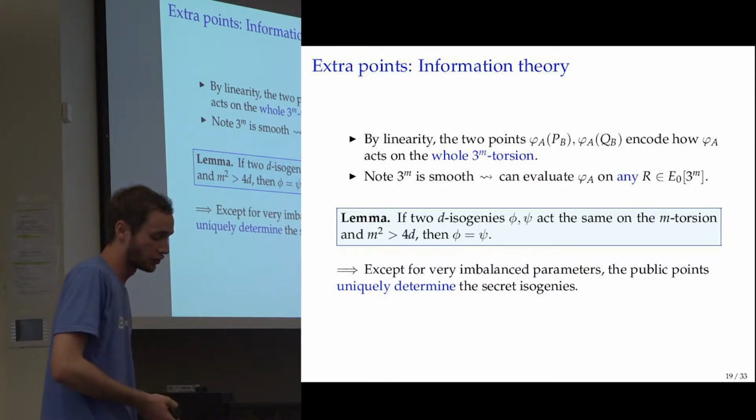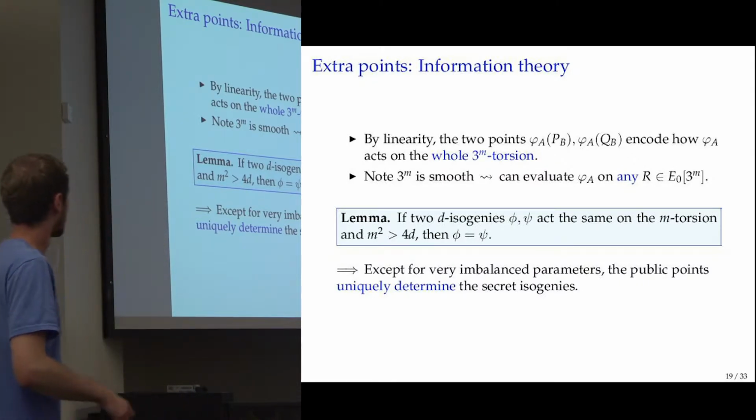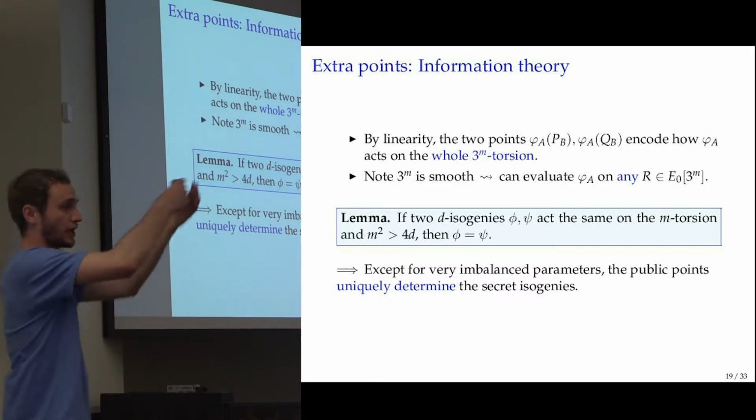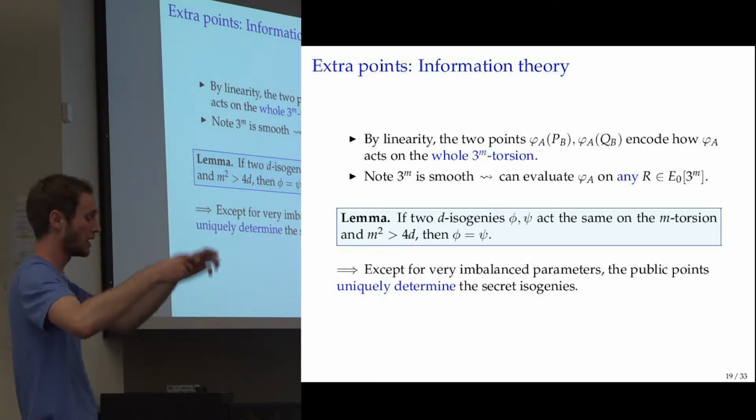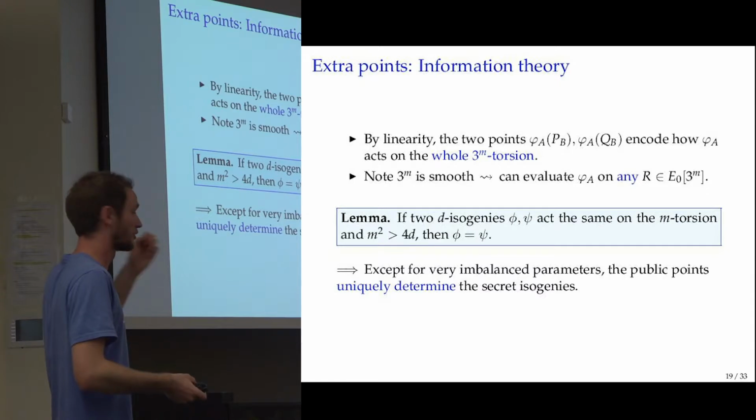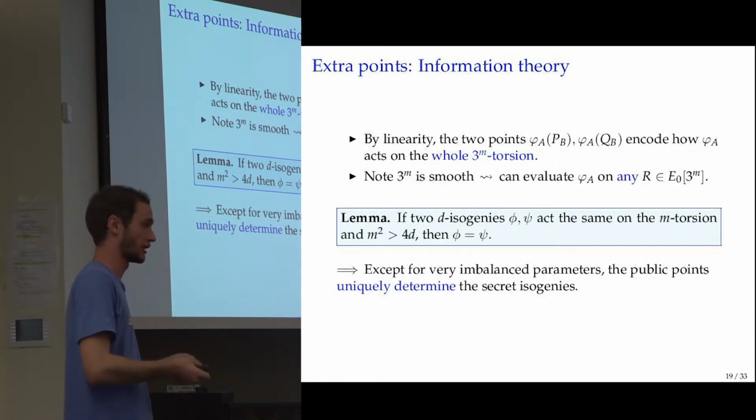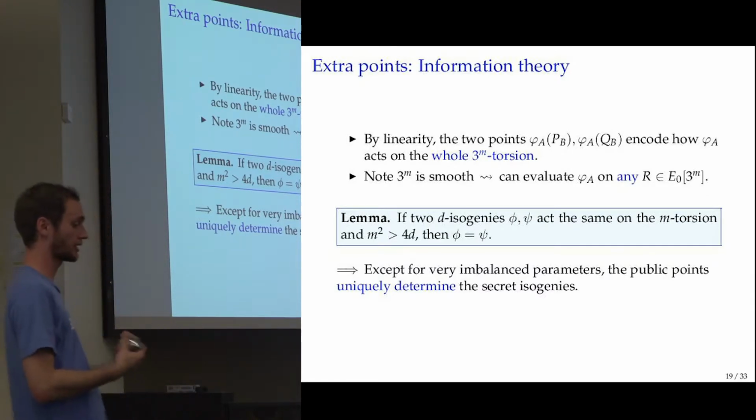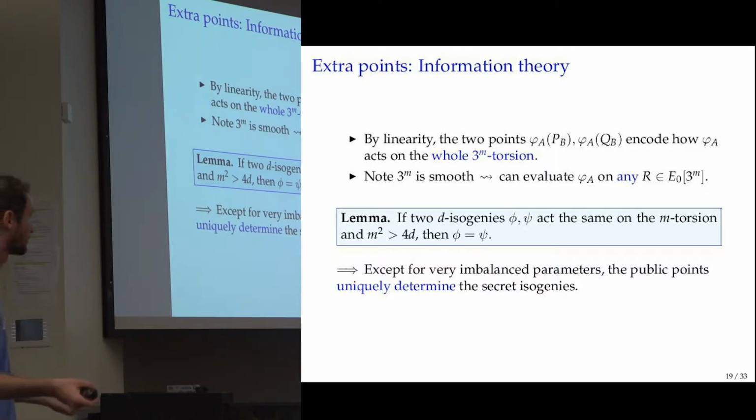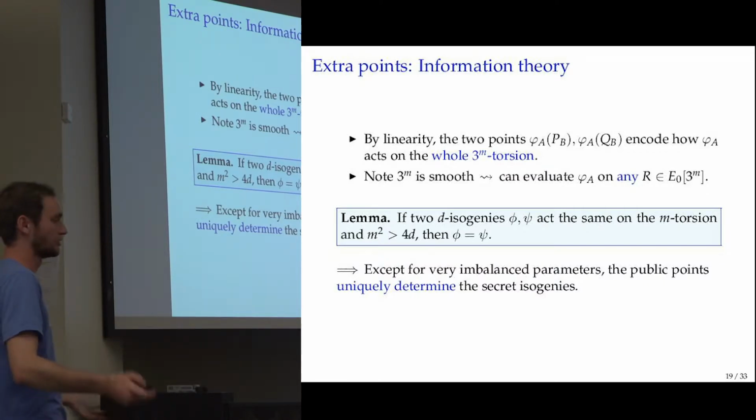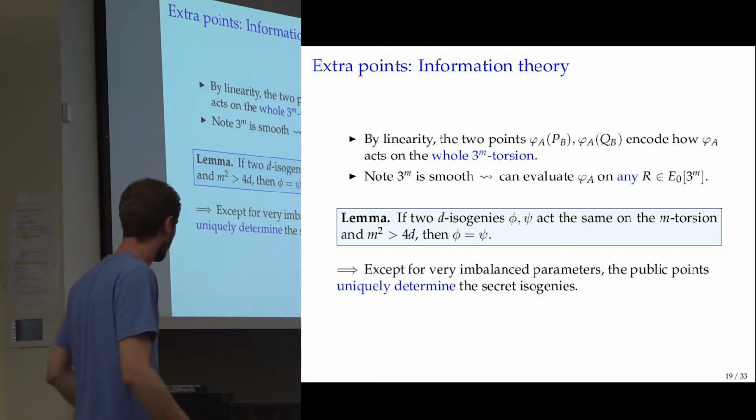Also, for balanced parameters, where 2^n is about the same size as 3^m, you can easily show that this information is actually enough to uniquely define the secret isogeny. So at least information theoretically, you're done, right? The secret is uniquely determined by all of this stuff, and now you just need to figure out how to compute it, which is the hard part.